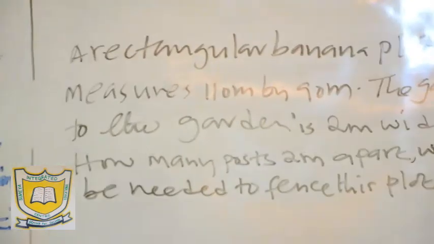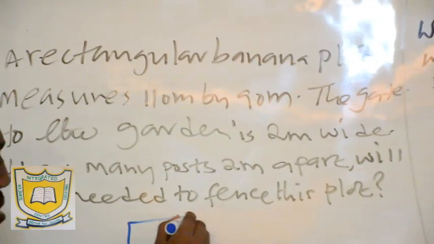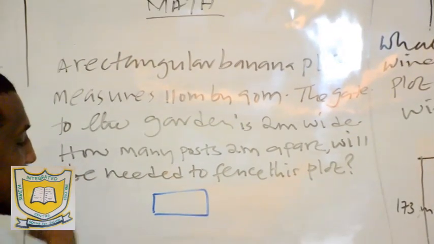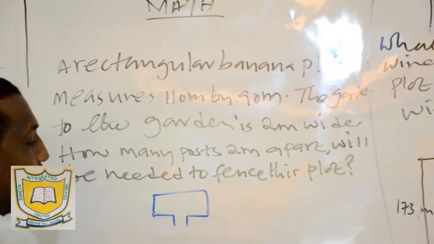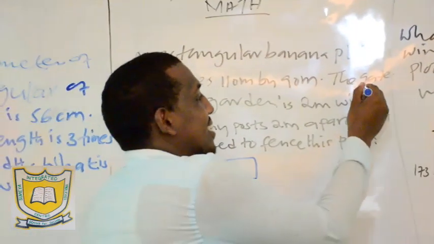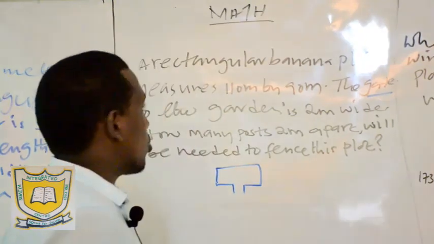So a rectangular banana plot is a kind of rectangle. This is the figure, let's say. Then you are told it has a gate. So the gate here means this one is open, it has a gate like that. So the key point here is it has a gate. So once it has a gate, it's an open. You should know that one.